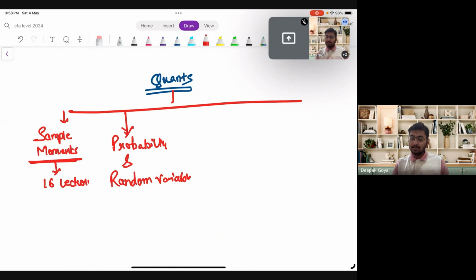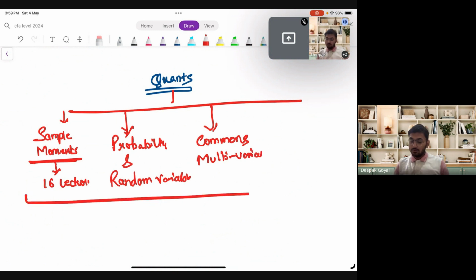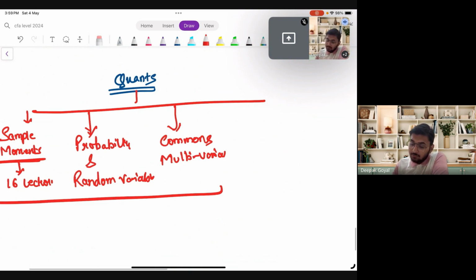Do the groupings like this. You will feel easy while preparing. Clear? Then you have common and multivariate. Clear? So now, if you do the first 3 segments, you will see you have completed 5 chapters of quants. The 4th segment is separate. That is your hypothesis.